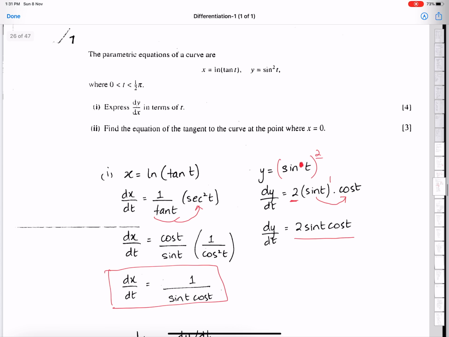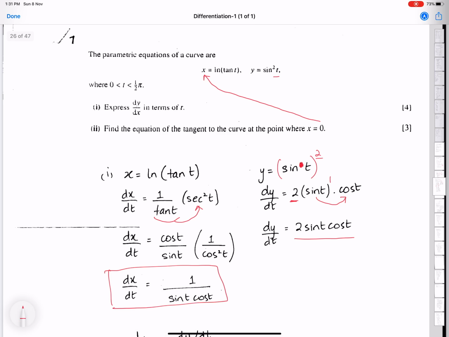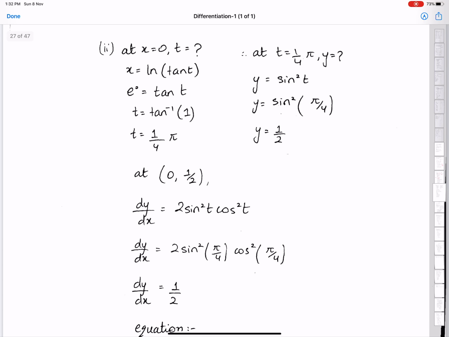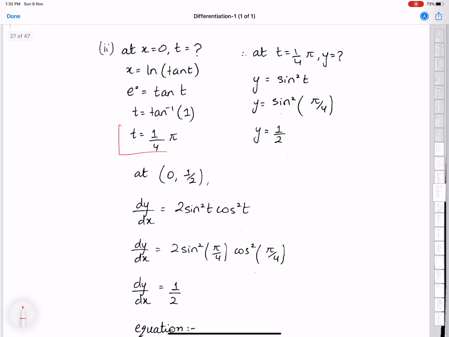And the next part is find the equation of the tangent to the curve at the point where x is 0. So first we need y and t. By substituting 0 here, we can get t, and by substituting t here, we can get y. At x = 0, t is pi by 4. Make sure you do the entire calculus in radian mode. So t is pi by 4, and by substituting pi by 4 into the equation of y, we will get y = half. So the point is (0, half), and the gradient is half.